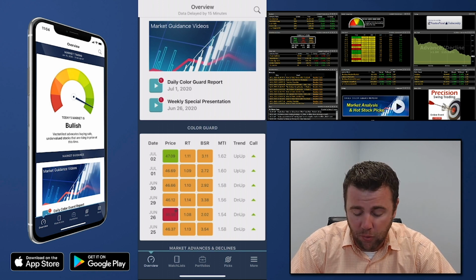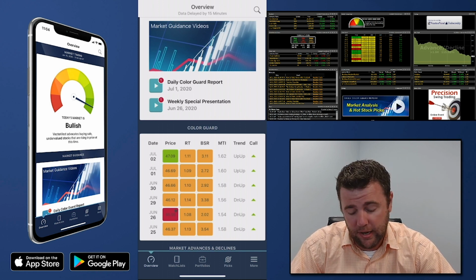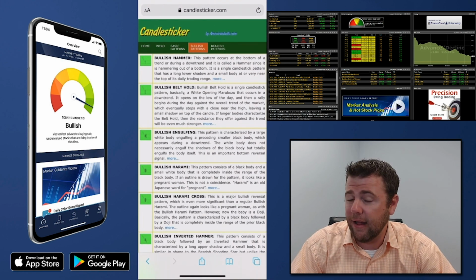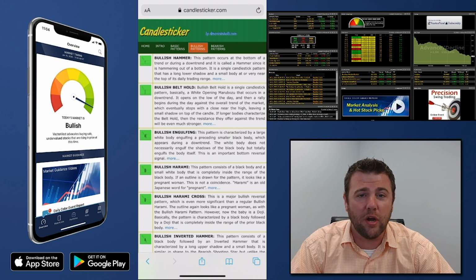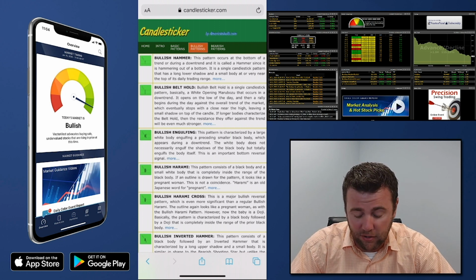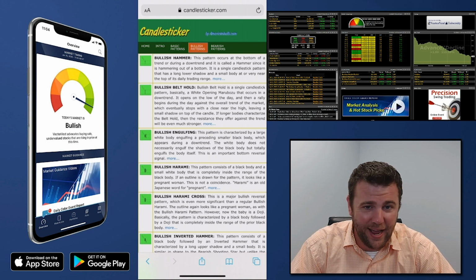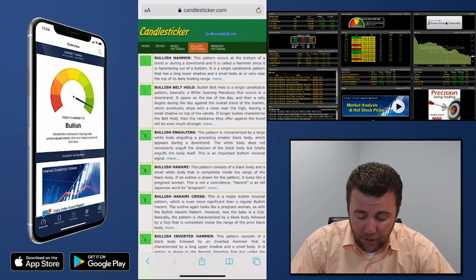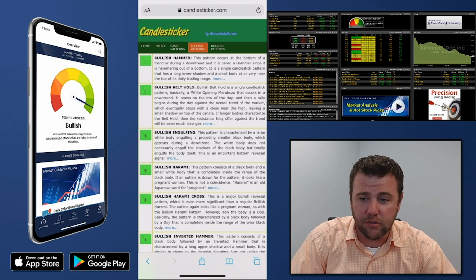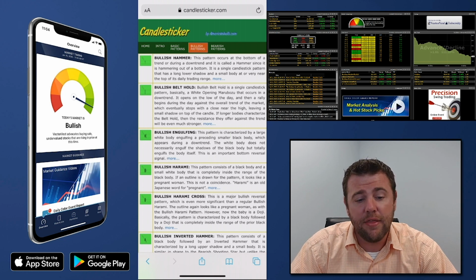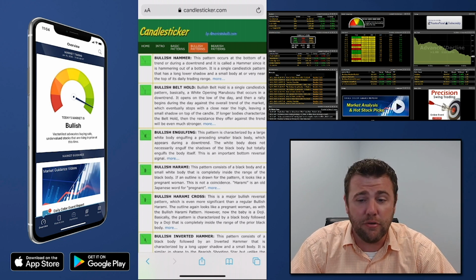One of the things before we get into looking at the patterns is going to a website you may not be familiar with, but I found it very early on when I started working here. Great website to use. It's called candlesticker.com. You can see it at the top here. It's by AmericanBulls.com. Great source. So if you're new to learning about candlestick patterns in general, this is a great site to use.